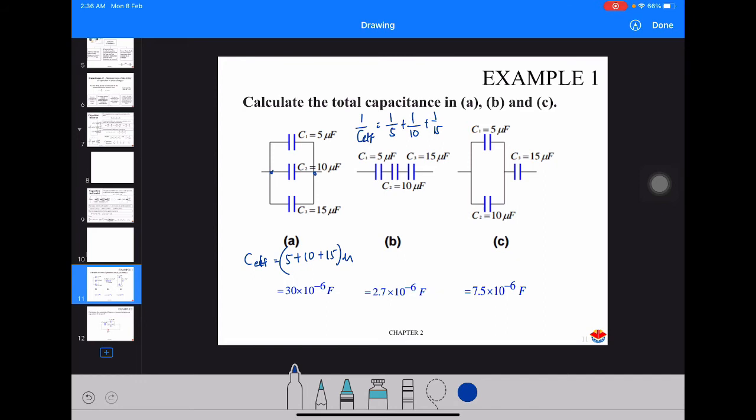In this case, question C, you can see that there's a junction here. So basically you have to solve this part first.